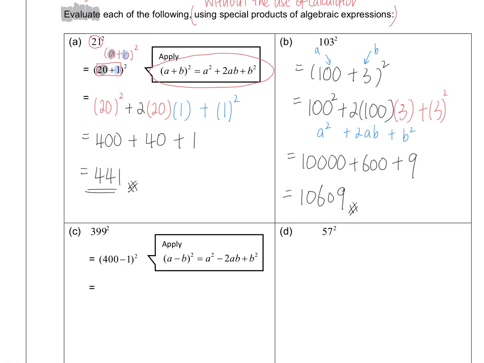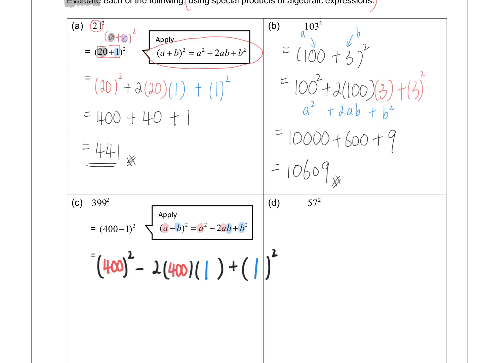Okay, so now I'm using the second product rule. Same thing. A square minus 2ab plus b square. So, this is my formula. My a is 400, I put in my 400. My b is 1, so I put in my 1. Okay, so just applying formula only. So 400, you square it is 160,000, and the answer is 159,201.